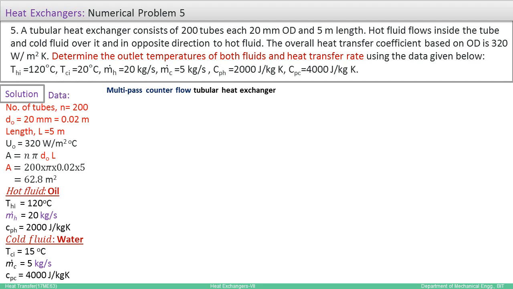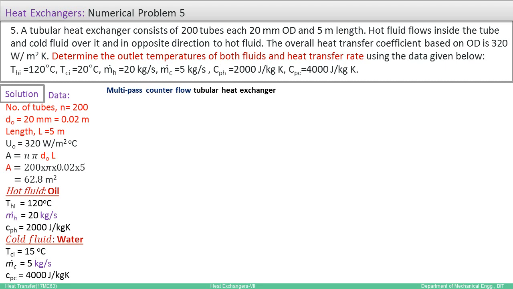200 into pi into d naught, that is 0.02, into length L, 5 meter, which gives A is equal to 62.8 square meter. And hot fluid details are inlet temperature 120 degree Celsius, mass flow rate 20 kg per second, specific heat 2000 joule per kg Kelvin, and the cold fluid, that is water, T_ci is 15 degree Celsius, flow rate is 5 kg per second, C_pc is 4000 joule per kg Kelvin.